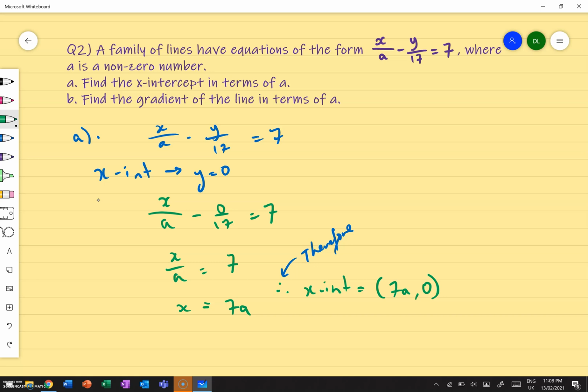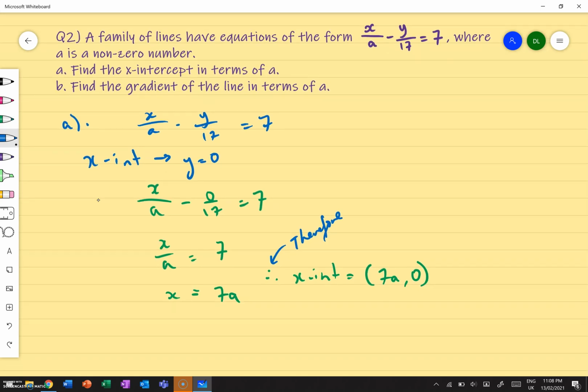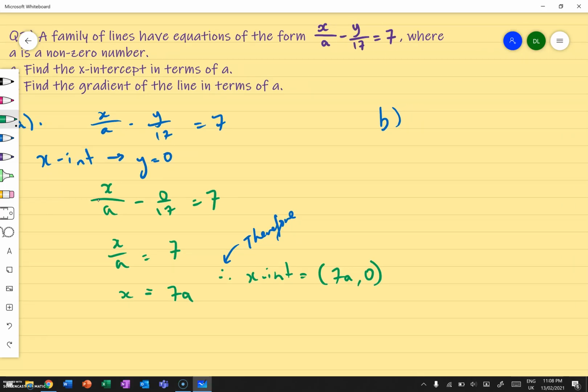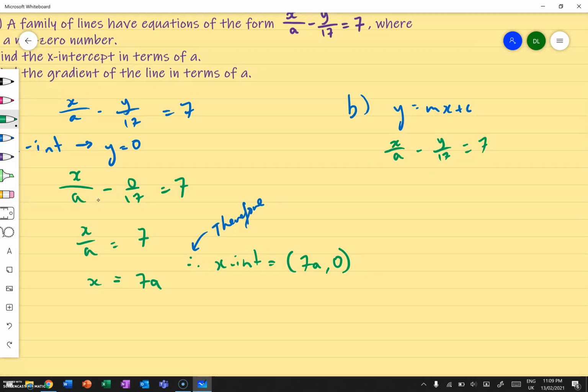Now we need to find part B. Find the gradient of the line in terms of a. So, same idea, but we're looking for the gradient. Once again, I'm going to try and change it into gradient-intercept form, remembering that we have y equals mx plus c as our gradient-intercept form. So right now, I've got x over a, take away y over 17 equals 7. I'm going to rearrange that, so take away x over a on both sides. Y over 17 equals negative x over a plus 7.